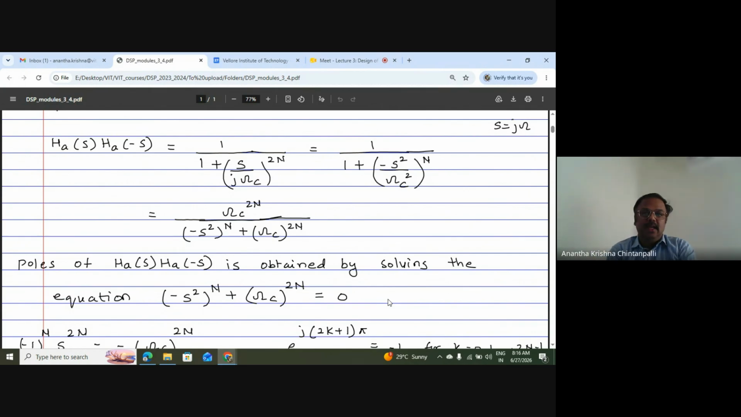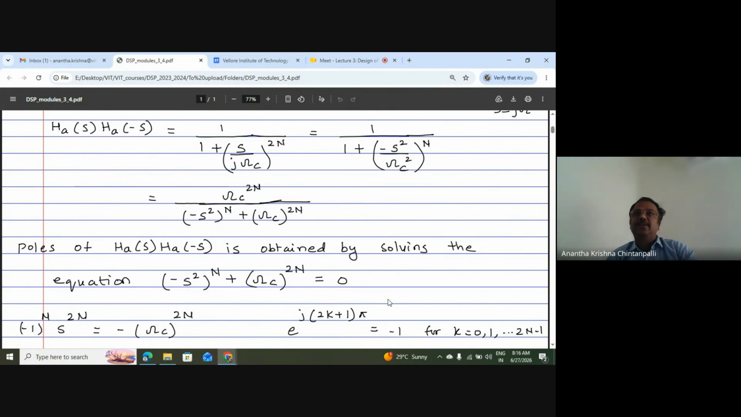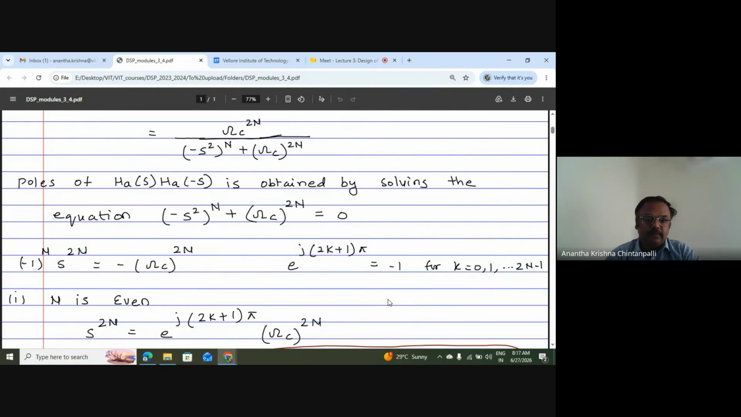So how many roots am I going to get? Because s to the power of 2n is there, I'm going to get 2n roots. Like if it is a quadratic expression, obviously I'm going to get two roots, right? So like that. Now let me try to solve it. Let me simplify this. This is minus 1 to the power of n, s to the power of 2n is equal to, I'll take this out, minus omega c to the power of 2n.